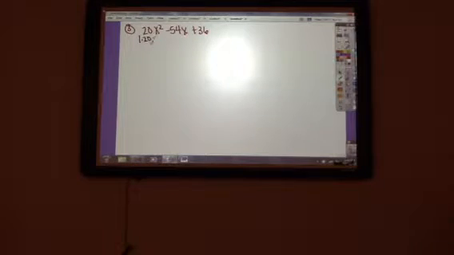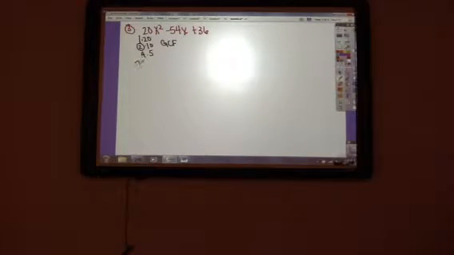I'm going to write down the factors of my smallest number. That way I can see what my options are. 1, 2, 4, 5, 10, and 20. Those are the options I have for my GCF. And there is no bigger number outside of 2 that will go into both 20, 54, and 36. So 2 is my GCF.